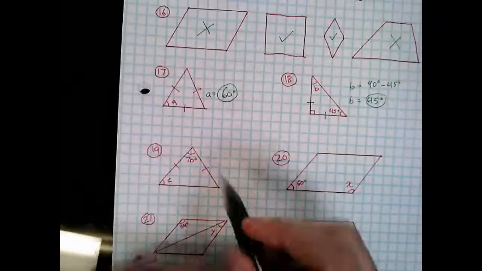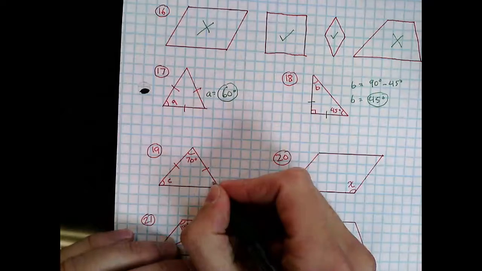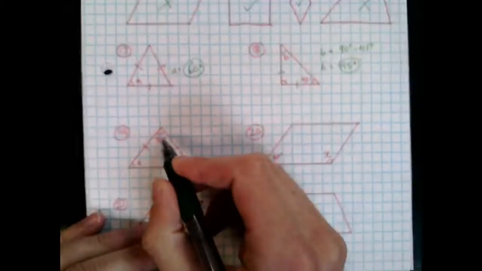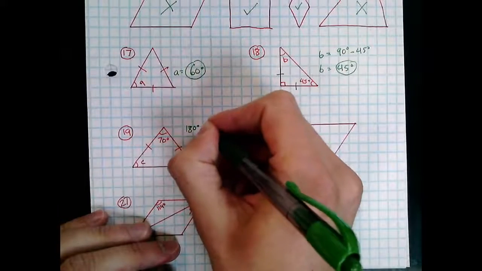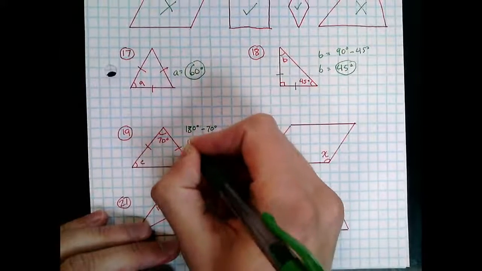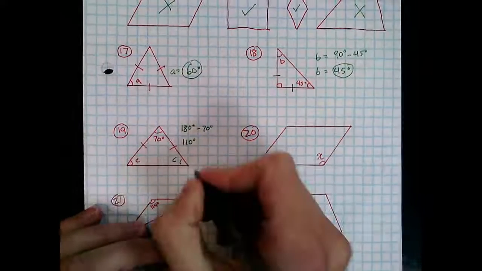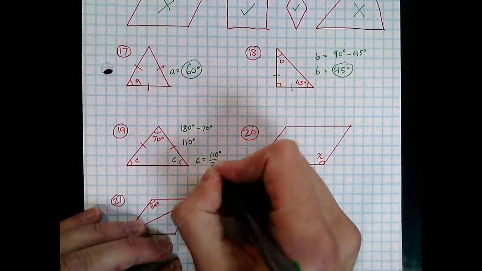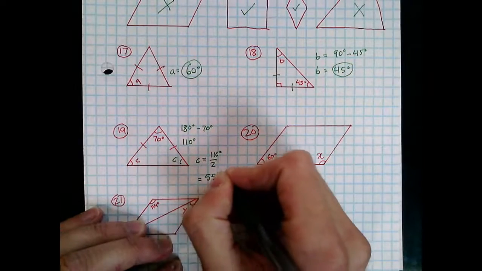Moving on to 19, speaking of isosceles, these two have to be the same size, but I don't know how big it is. Well, how much of the total is this 70 degrees taking up? 180 minus 70 leaves 110 degrees to be shared equally between these two, which means C is equal to 110 degrees divided by 2. That's equal to 55 degrees.